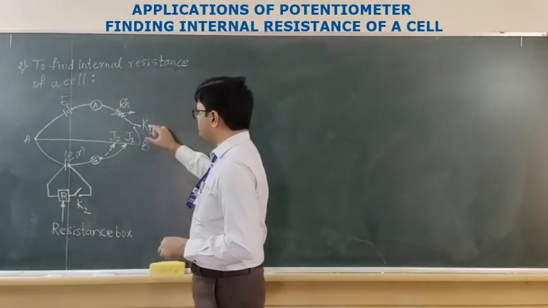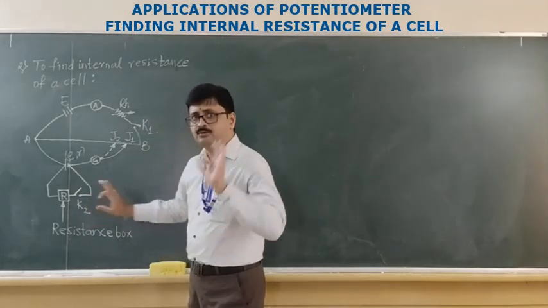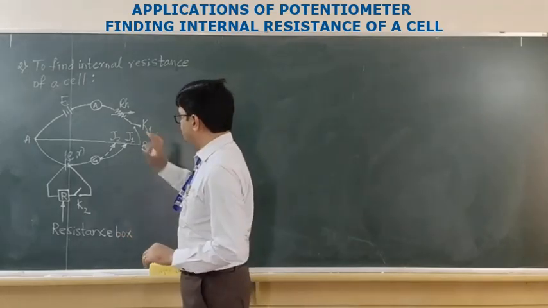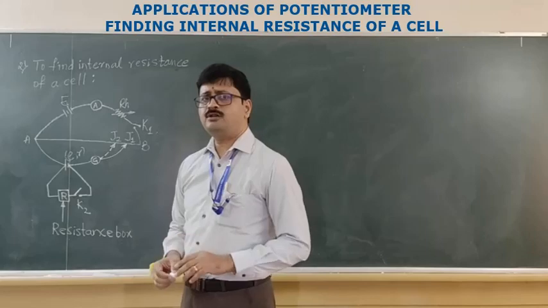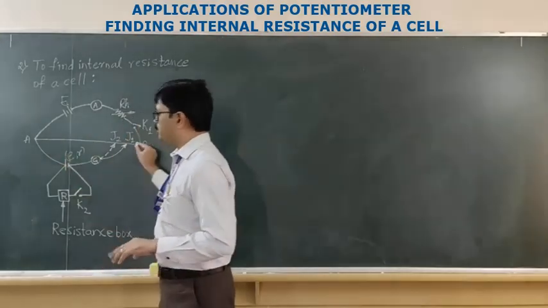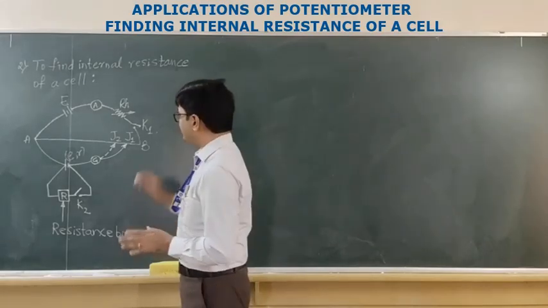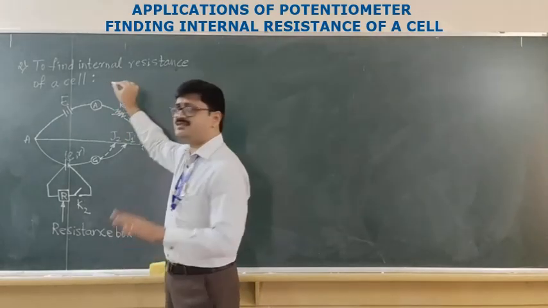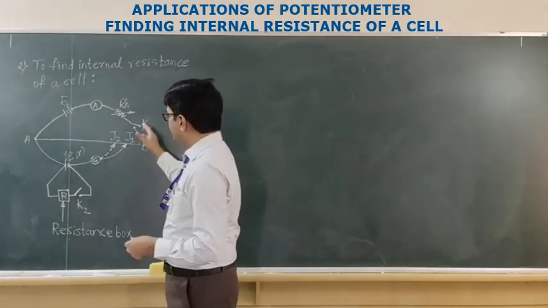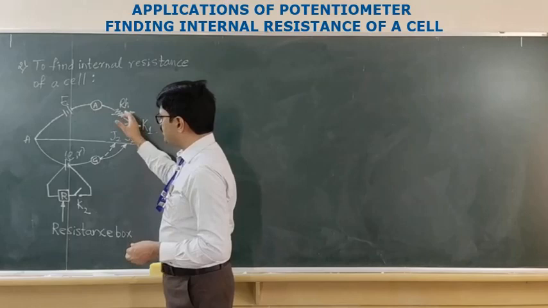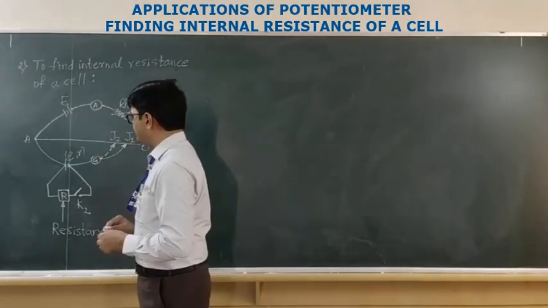What we should do here is, firstly, close key K1 and keep K2 open, do not close it. With K1 closed, the rheostat is adjusted such that a uniform current is established in the potentiometer wire. This is our first primary step. Secondly, we should never disturb this rheostat setting. We should keep it as it is.